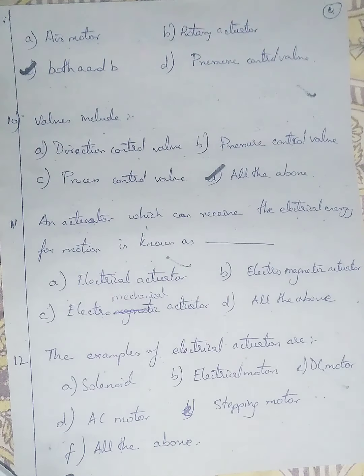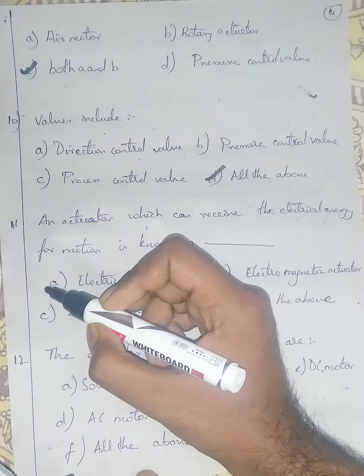We are giving electrical energy as input and getting motion as output. So I'm going with option A, electrical actuator, because in electromagnetic actuators we give electricity, but a magnetic field is used to actuate it. In electromechanical actuators, it is the same principle: we give electricity, but some mechanical actuation takes place and output occurs. Here, only pure electricity is applied.